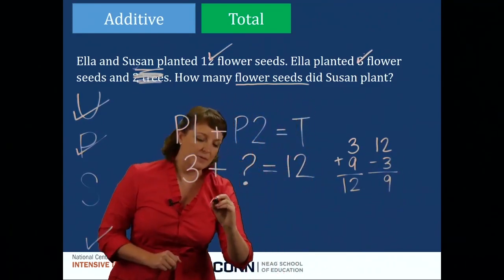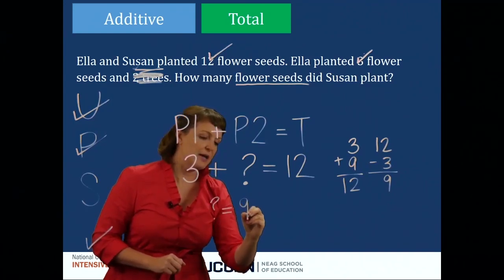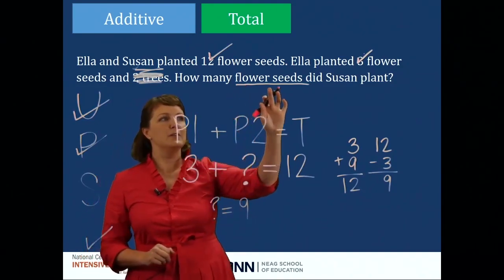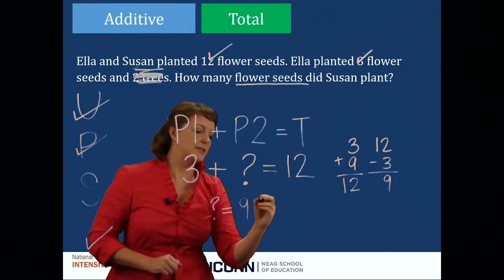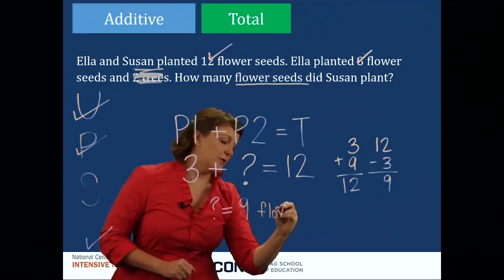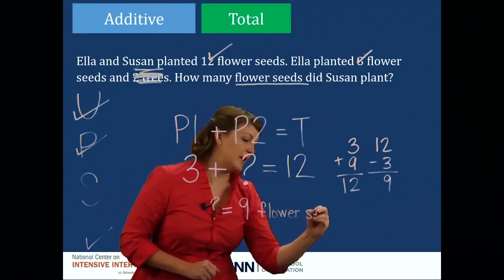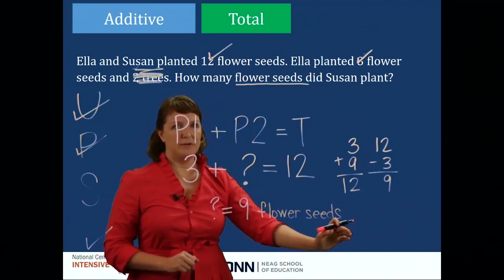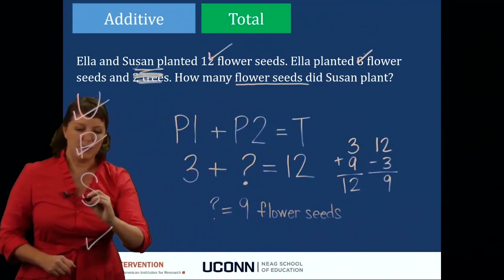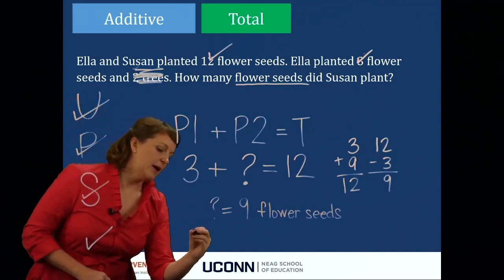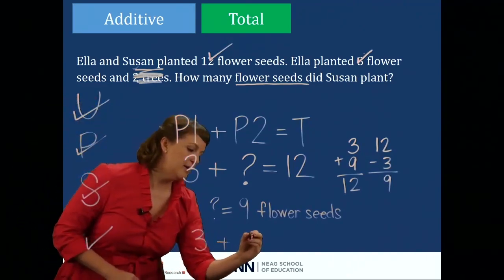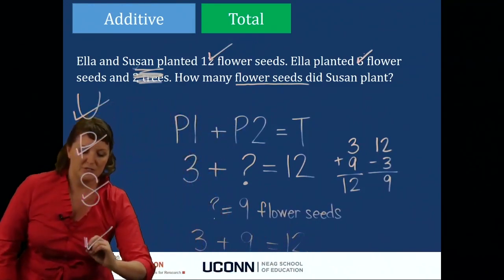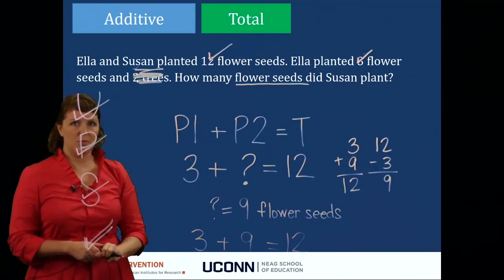So here I figure out that my question mark is 9, and I don't ever like to leave word problem numbers by themselves. I'm going to look up here and use flower seeds as my label, because after all, the question was asking me how many flower seeds did Susan plant, and our answer is 9 flower seeds. And so I've solved this problem, and how do I check my work? I can go ahead and plug in that 9. 3 plus 9 does indeed equal 12. So I'm going to double check that I have solved this word problem.